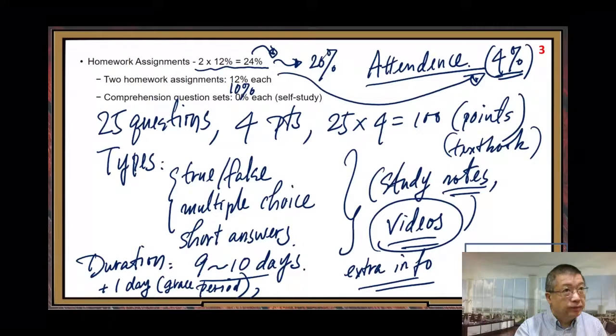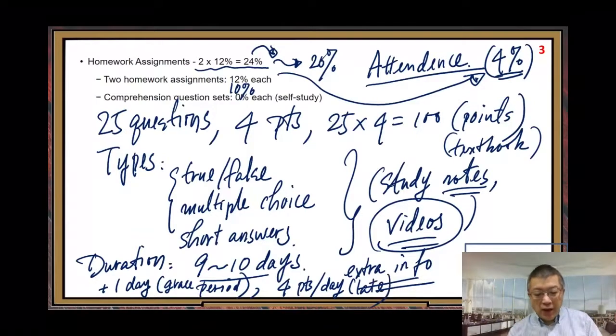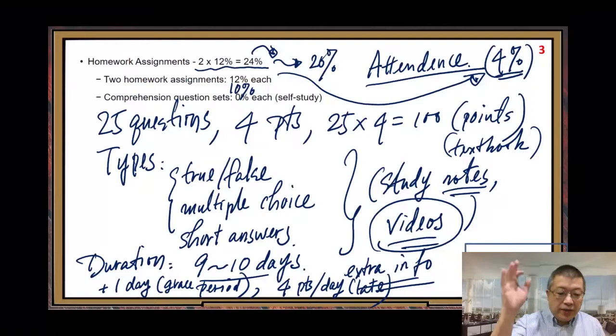But there is a penalty: 4 points per late day after the grace period. You can see I try to set the number not too big. If it's too big, after a few days you may not like to turn in. I still encourage you to turn in, but you have to pay something. So that's the first coursework item.